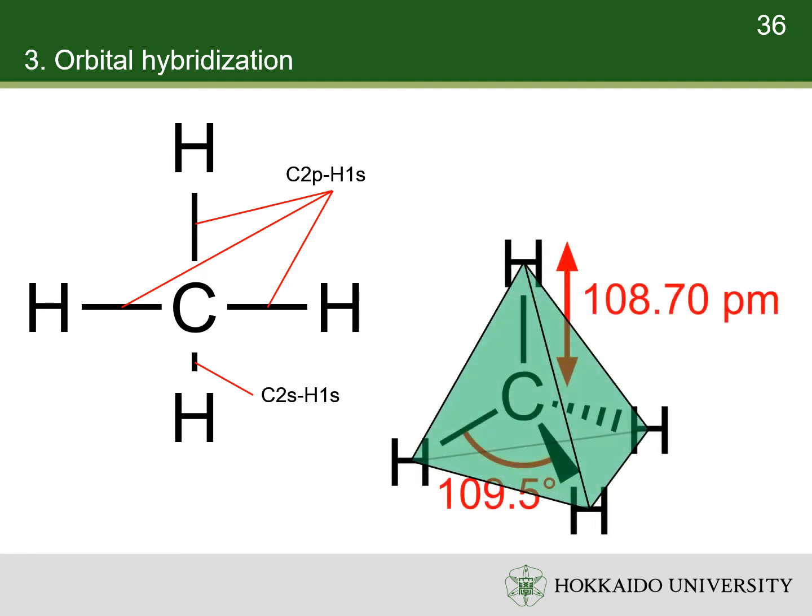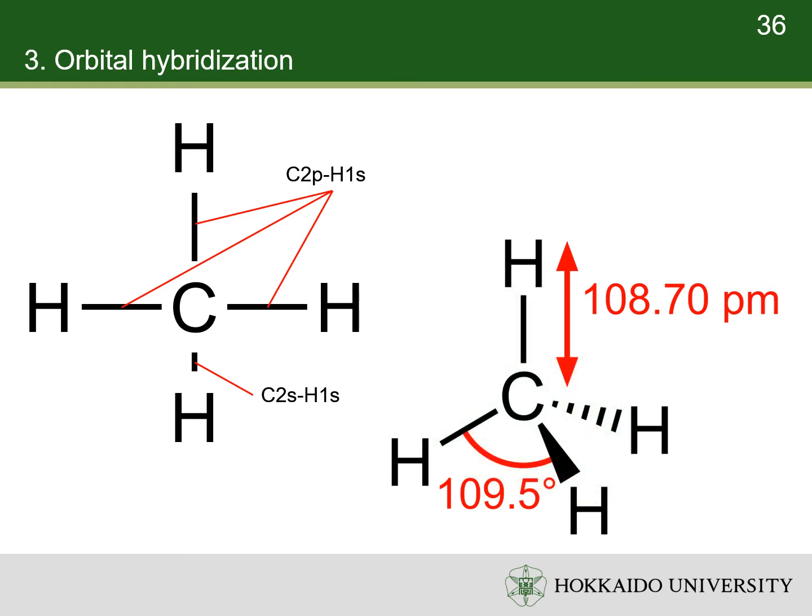However, experiments show that methane has a regular tetrahedral structure. The 4 bonds in the methane have identical bond length and energy. The angles between all bonds are equal.